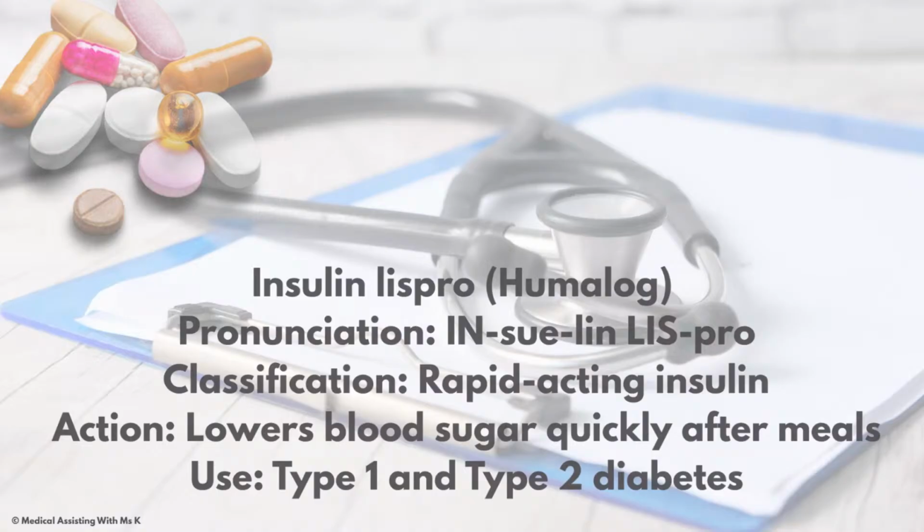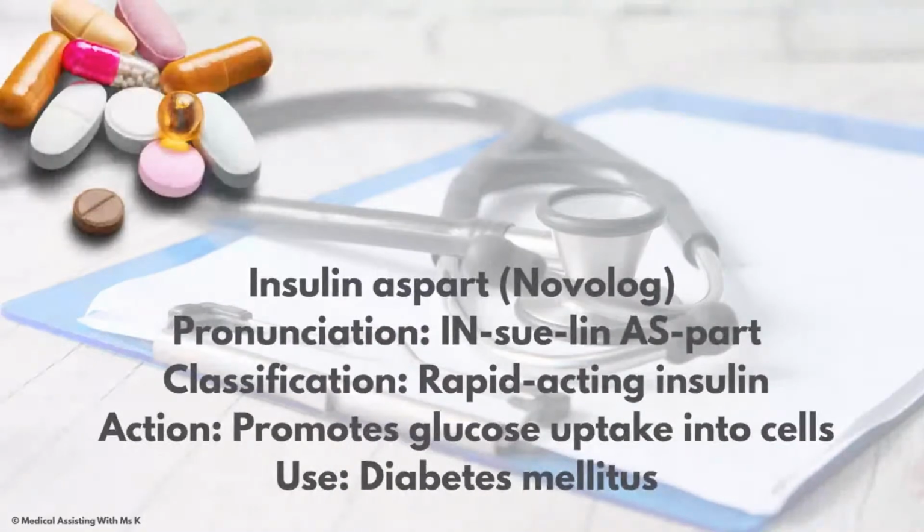Novolog, also an insulin. The pronunciation of the generic is insulin aspart. It's a rapid acting insulin, and it promotes glucose uptake into cells and is used to treat patients with diabetes mellitus.